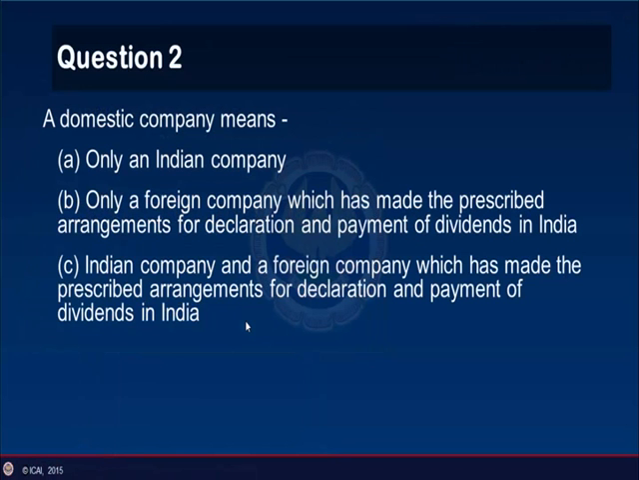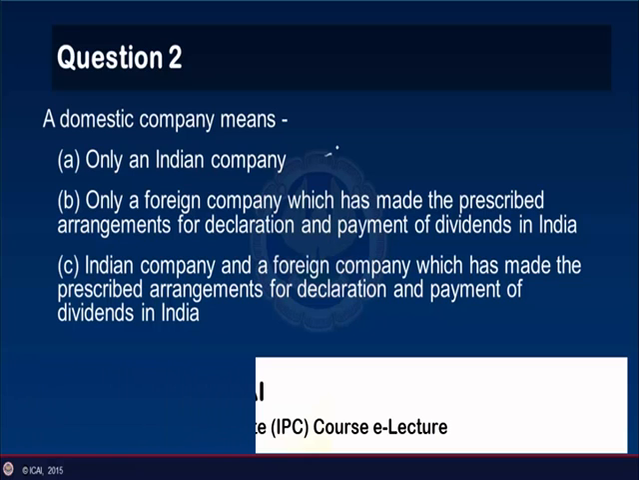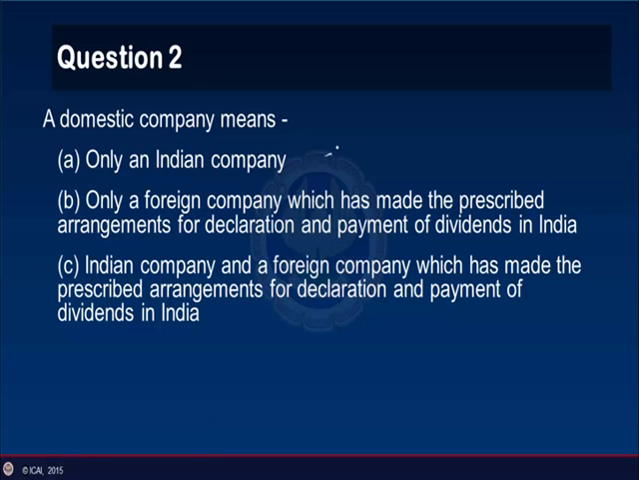Let's come to question number 2. A domestic company means: only an Indian company, only a foreign company which has made the prescribed arrangements for declaration and payment of dividend in India, or an Indian company and a foreign company which has made the prescribed arrangement for declaration and payment of dividend in India. So the answer is C, an Indian company or a foreign company which has made the prescribed arrangements for declaration and payment of dividend in India.